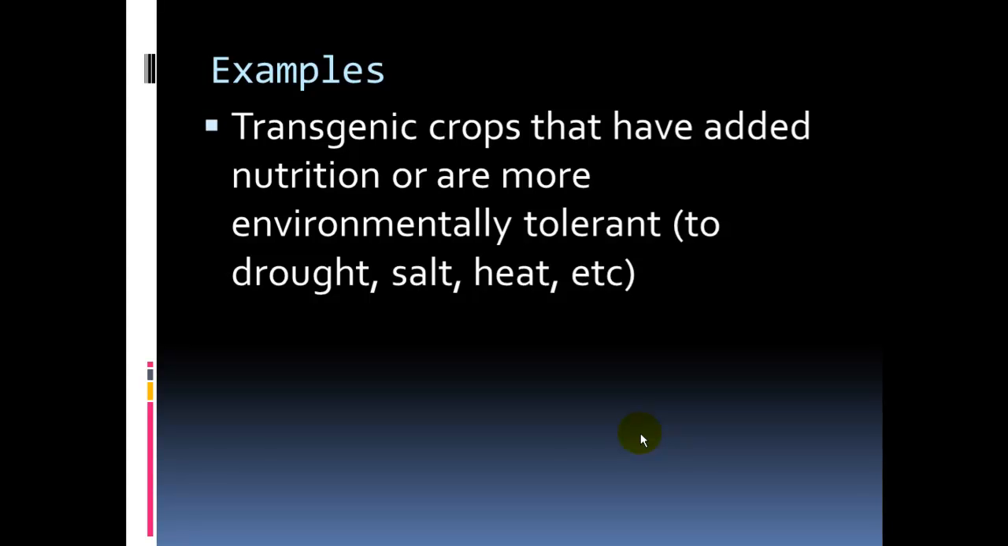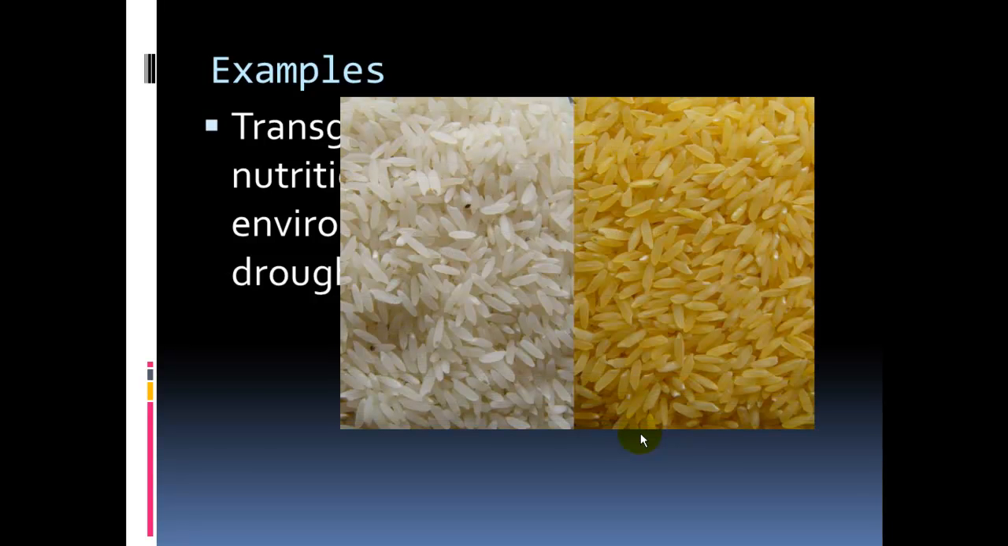So transgenic crops are an example of recombinant DNA technology that either have added nutrition to them, or they make the crops more environmentally tolerant, so they can withstand drought, they can withstand salt in the soil. They can withstand heat. An example would be on the right-hand side here.